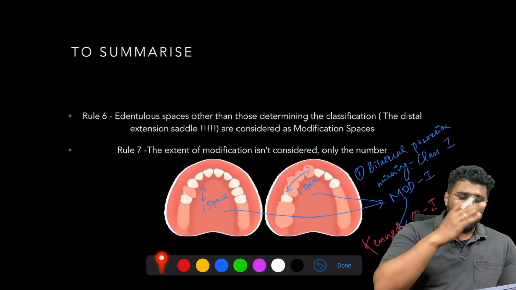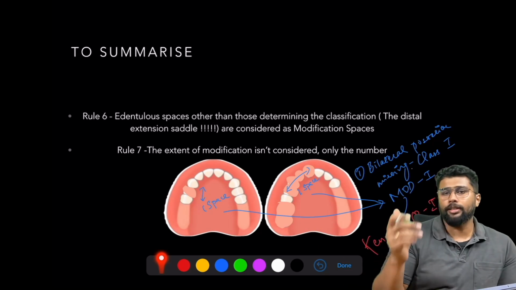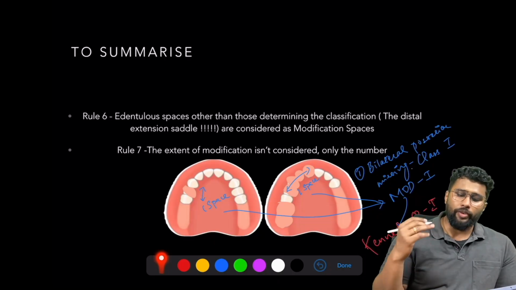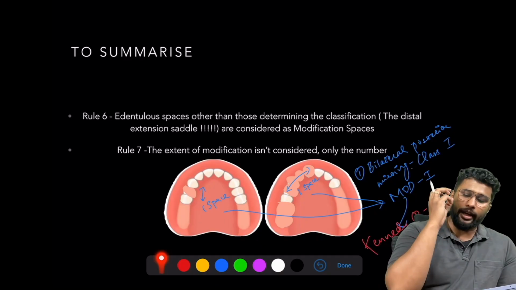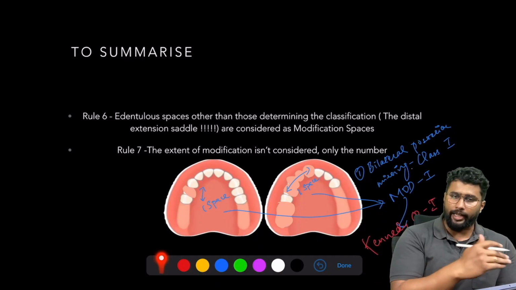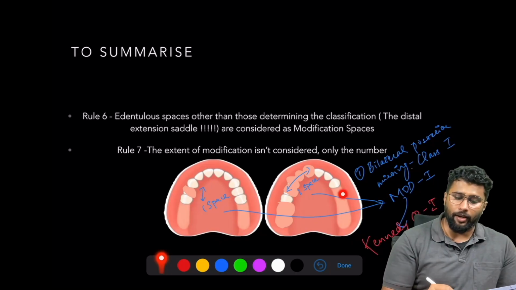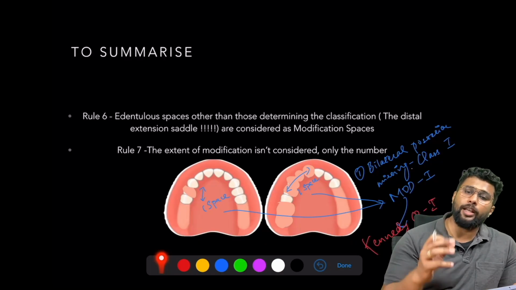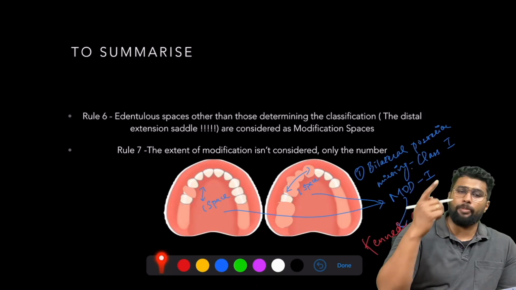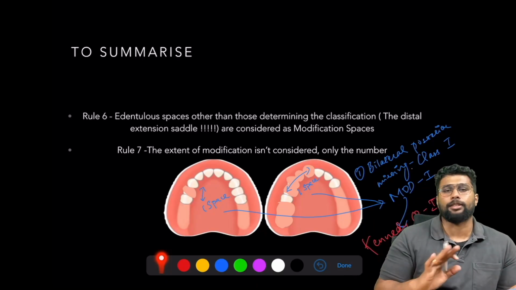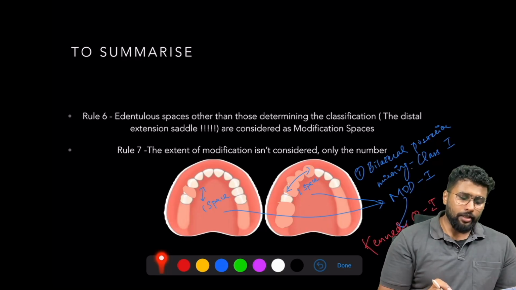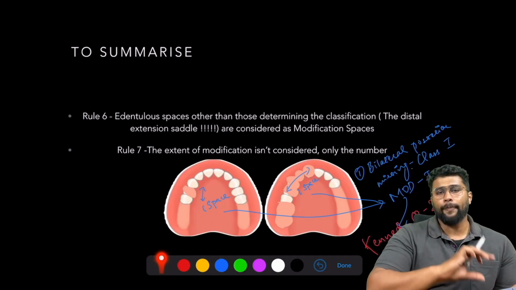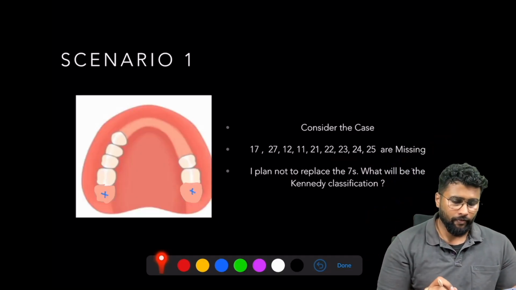If you have 2 spaces missing separated by teeth, it is 2. If you have 1 space, it is 1. So when you classify it, you will simply call it a Kennedy class 1 mod 1, meaning there's a Kennedy class 1 situation, meaning teeth are lost posteriorly, and there is 1 space somewhere in which there are a specified number of teeth missing. It might be 1 tooth, it might be 3 teeth. It doesn't matter, right? So only the number of spaces is considered, not the extent or the amount of teeth that is missing. All right.